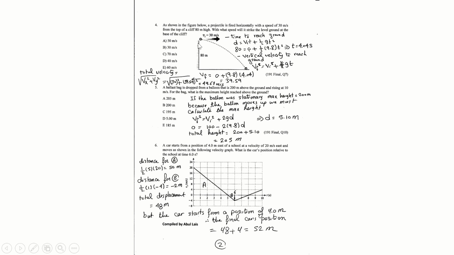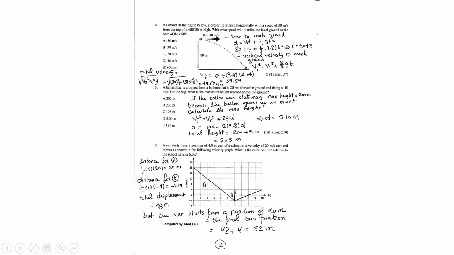So here I have a cliff. This is an 80 meters high cliff, and we throw a projectile horizontally at 30 meters per second. When they tell us it's horizontally, it means that the horizontal velocity is 30 meters per second, but the vertical velocity is 0. So if I want to find how long it will take the projectile to hit the ground, I must use the vertical velocity.